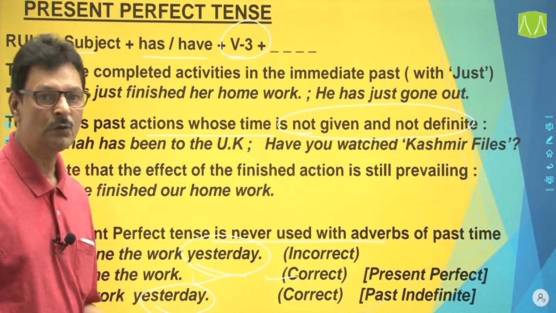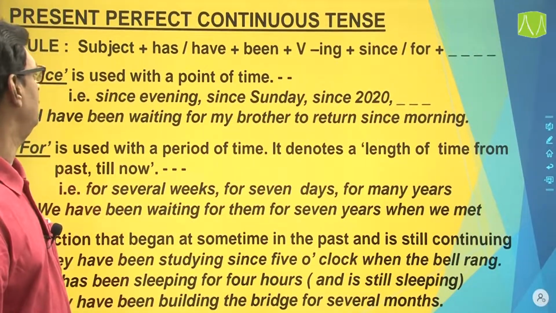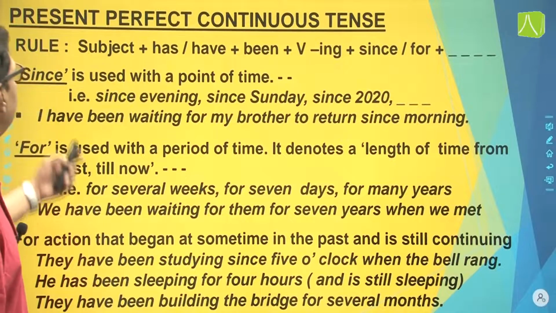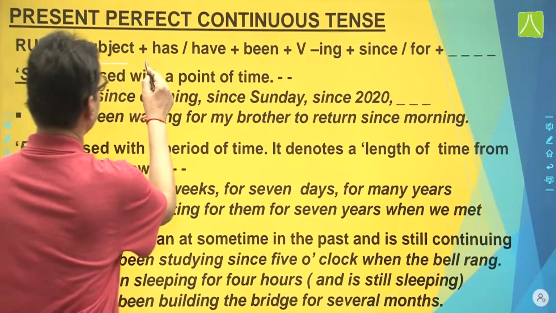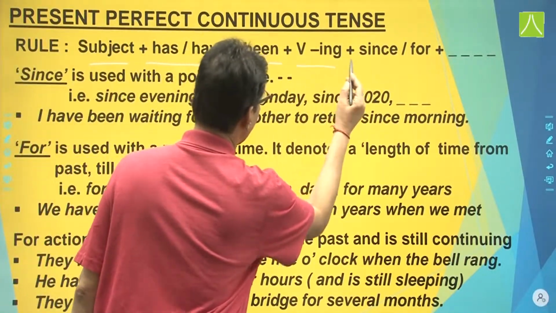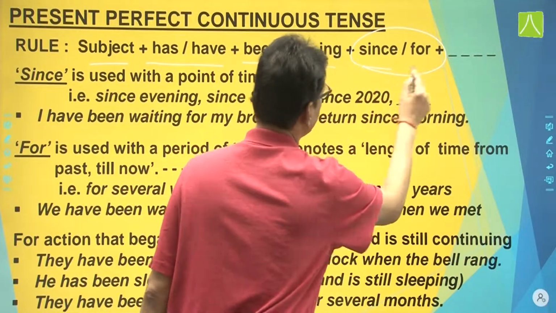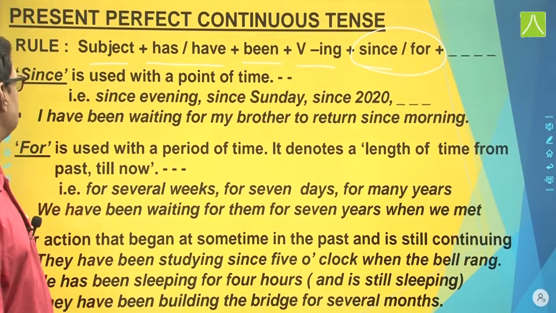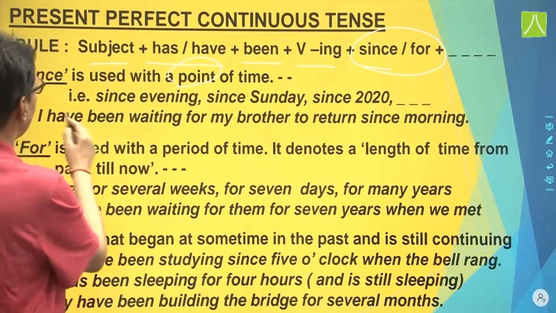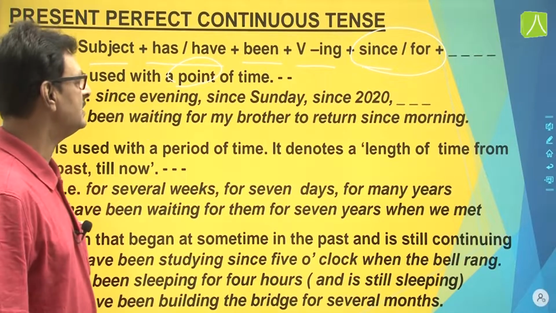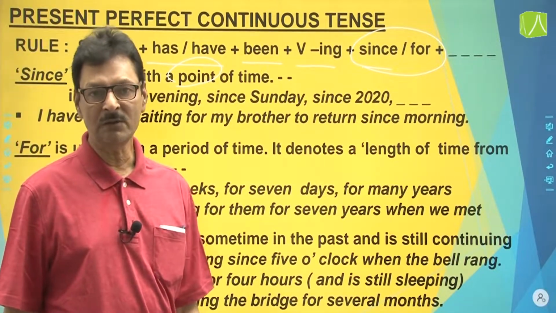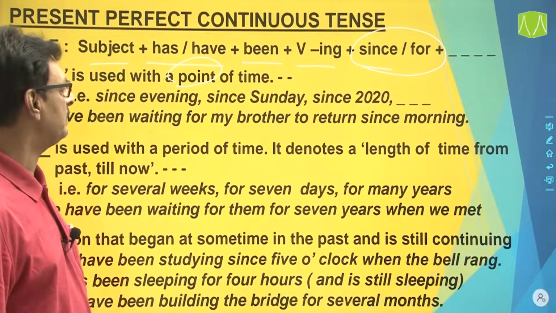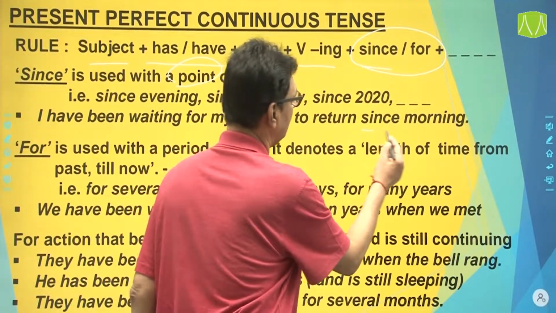And moving on to the fourth tense of present, that is present perfect continuous tense. And a very simple syntax: subject plus has have plus been plus ing. And here you have to keep a check on the time criteria, that is since or for. Since is used for point of time, that is since evening, since Sunday, since 2020 and so on. I have been waiting for my brother to return since morning.